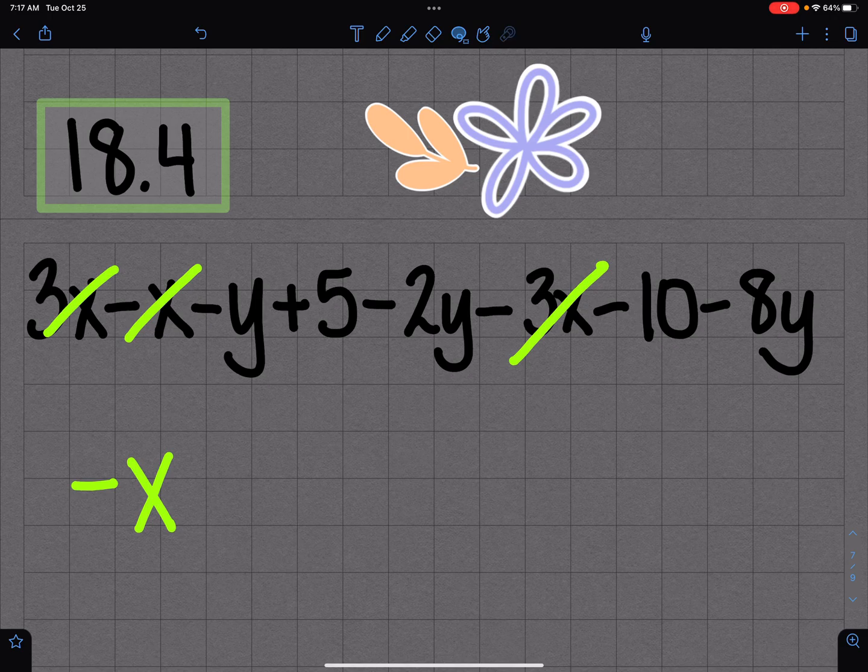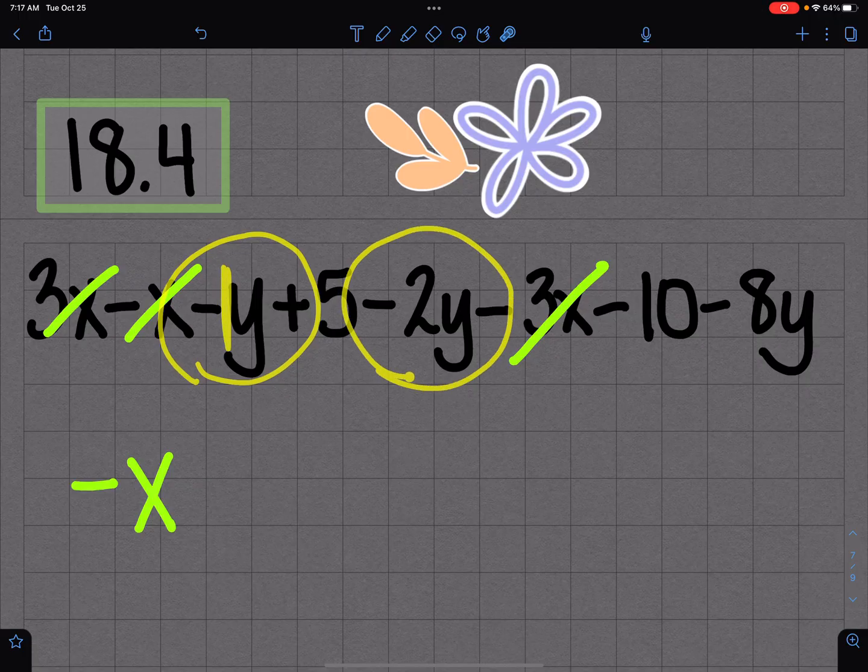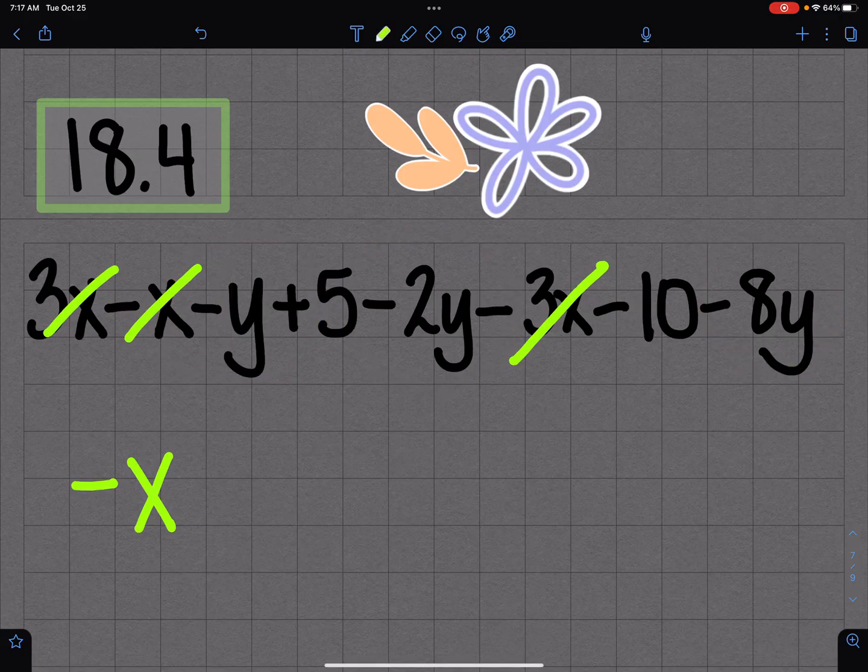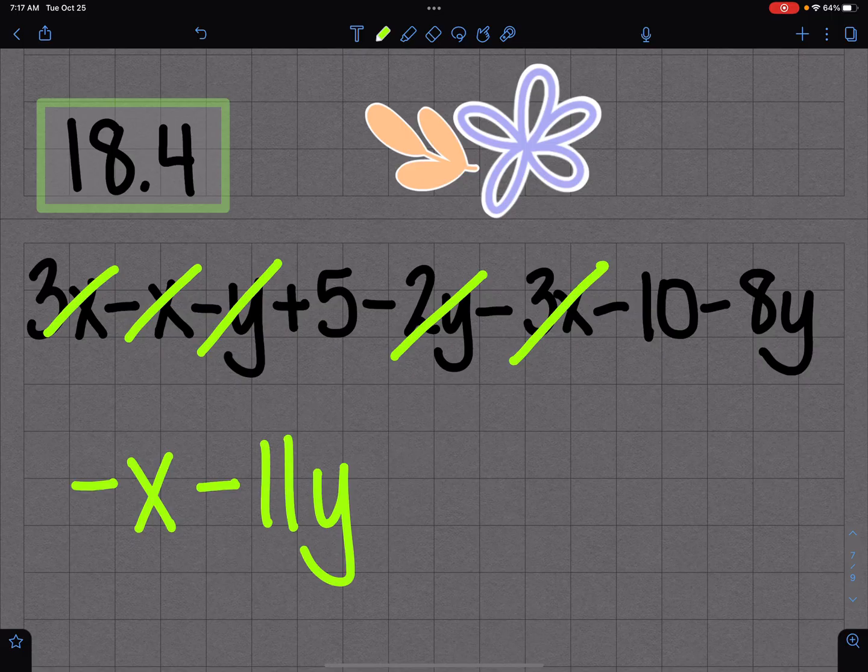All right, what do we got left? We got a -y, which is a -1y. We got a -2y. And we've got a -8y. So -1 minus 2 is going to be -3. Minus 8 is going to be -11. -11y. Bam. Done. Done. Done.